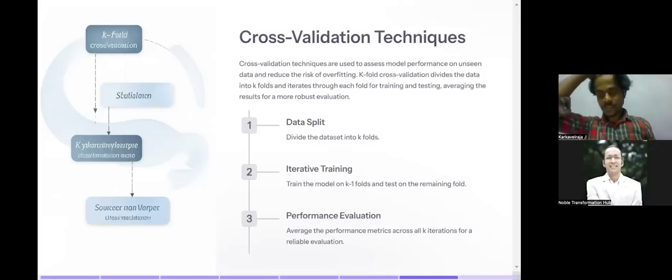So all k iterations for the reliable evaluation, it will average that, and that would be a better performance. Because if you attack a big problem without thinking, planning, and splitting into pieces, you're not going to win. You have to plan and split that, execute, you have a strategy. That's what this model does, guys. That's why machine learning, data science, AI, ML, deep learning are powerful.